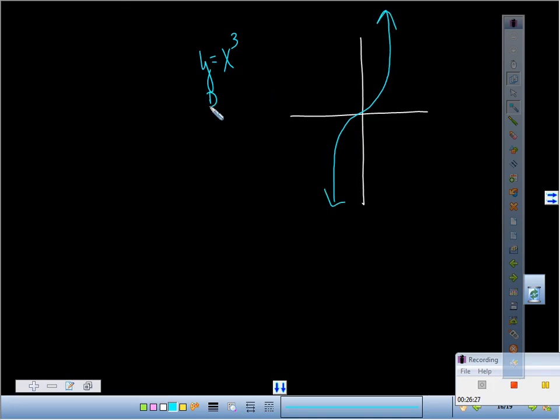What is his domain? Thank you. Abby said, man, look at that thing. He has no restrictions. If he doesn't have any restrictions, what's his domain? Negative infinity to positive infinity. What's his range? Perfect. Y'all, guess what? If it's a cubic function, I don't care what kind of transformation you do on it, guess what his domain always is? Negative infinity to positive infinity. Guess what his range always is?